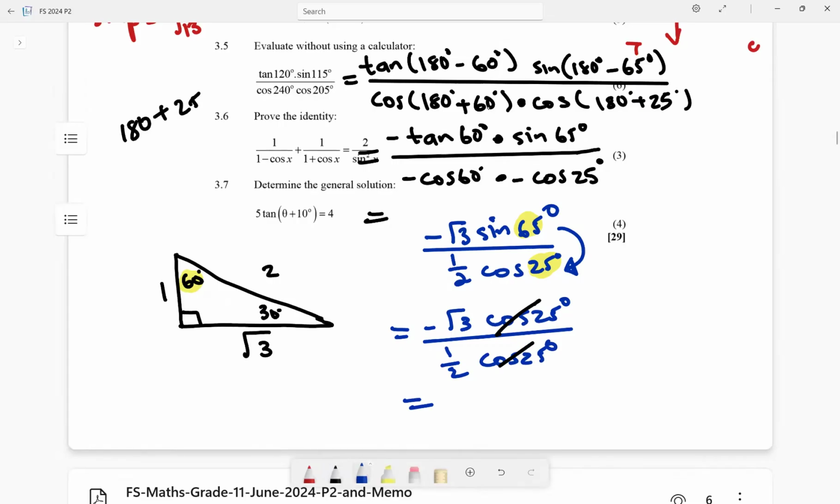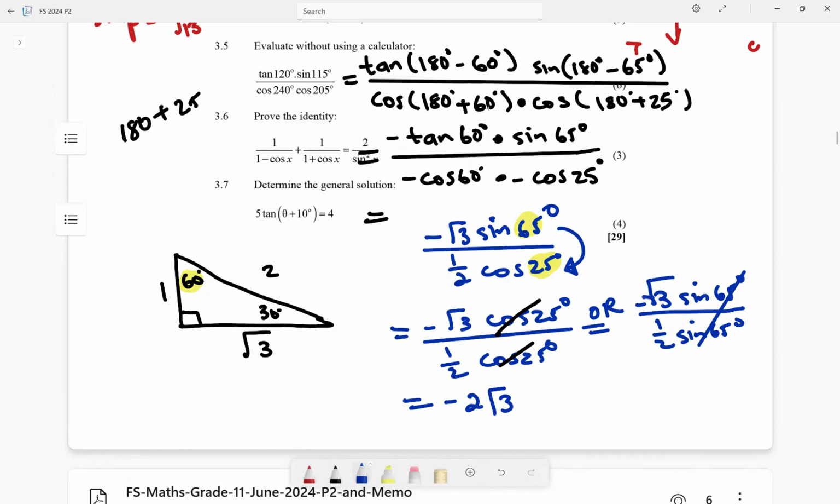Or you can say negative square root of 3. Then you leave this one as it is, sine 65, divide by a half. Then instead of changing the top, you change the bottom into sine 65 degrees. Can you see? Now we are getting the same thing. So the answer will be square root of 3 divided by this. You can punch this on your calculator. You'll get negative 2 square root of 3. Okay?